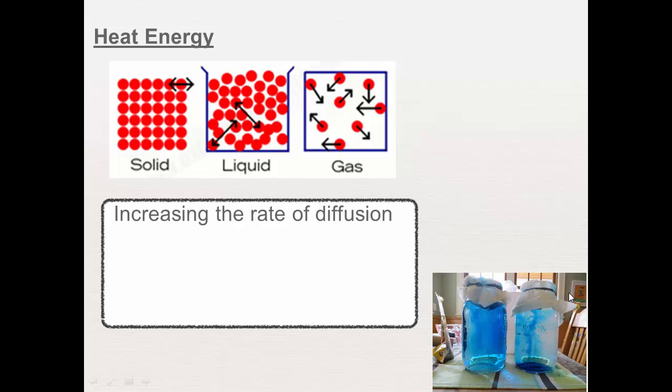So the first has to do with how diffusion is affected by some different factors, because there are different factors that will affect how quickly molecules will diffuse. So we know molecules will go from a high to a low concentration, but how quickly that happens depends on a couple things. One important thing that it depends on is the amount of heat energy, right, and the state of matter.